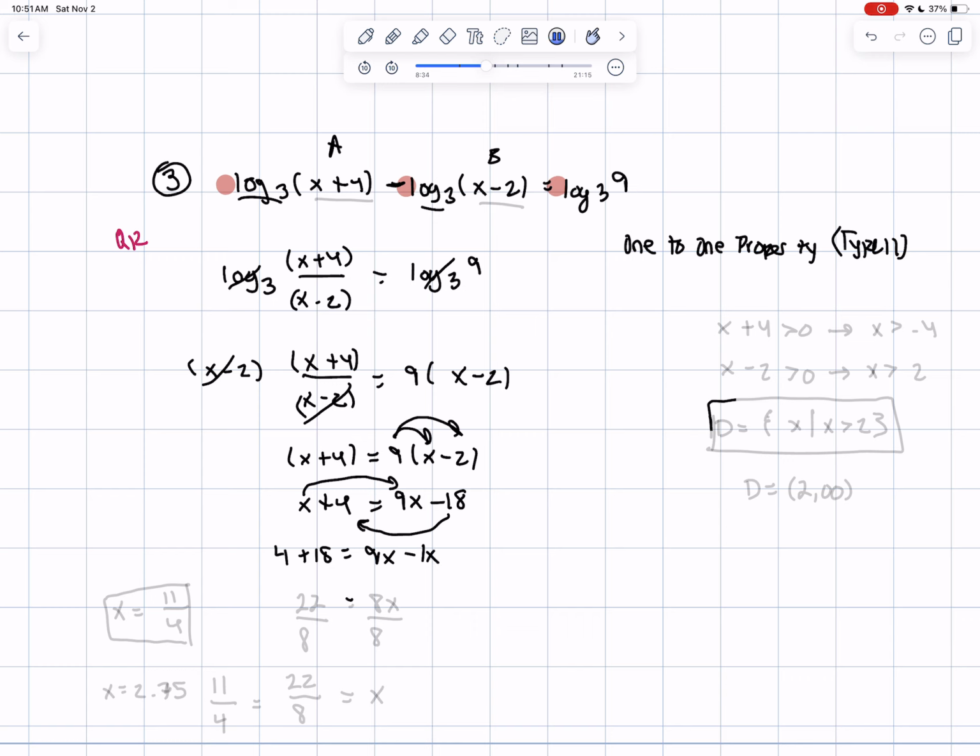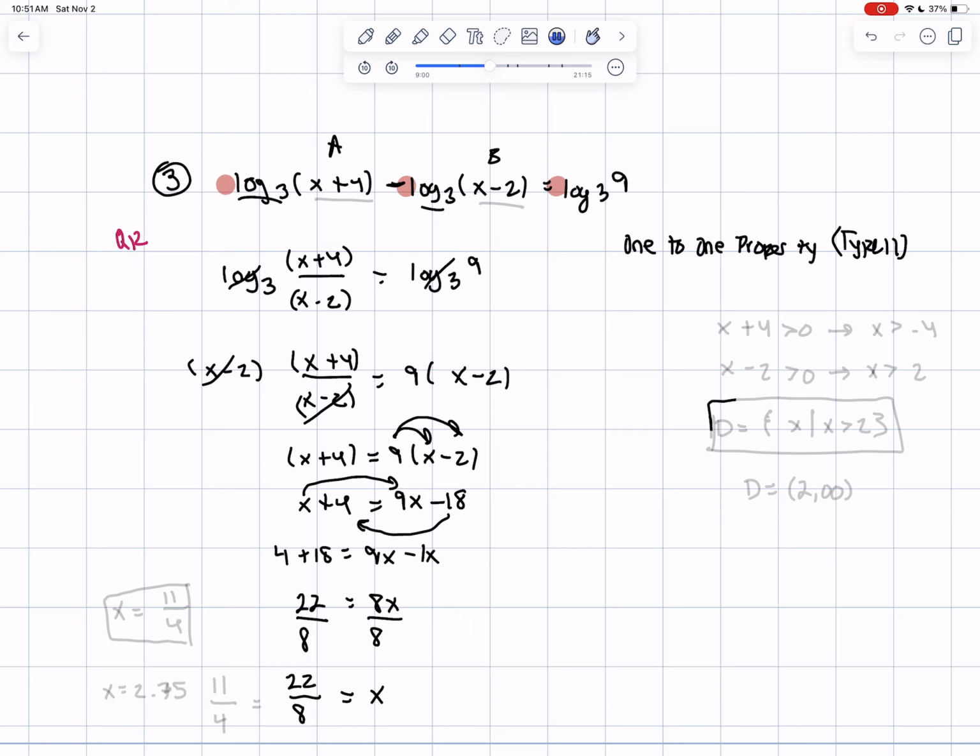So 9 minus 1 is going to give me 8x. And then let's see, 18 plus 4 is 22. Then I want to get the x by itself, so I divide the 8 out so that I get x equals 22 over 8. But are we done?